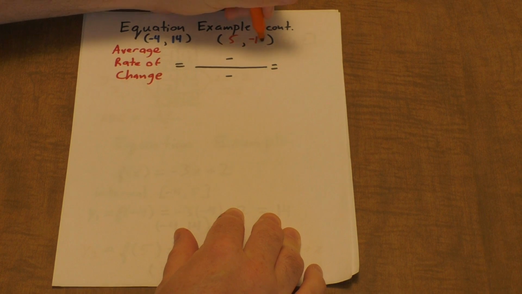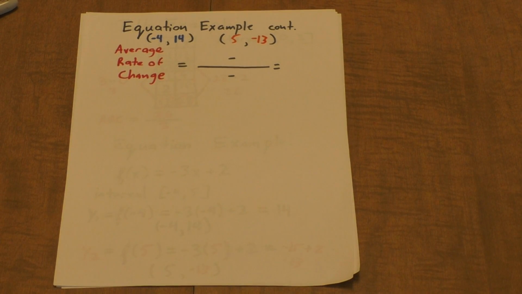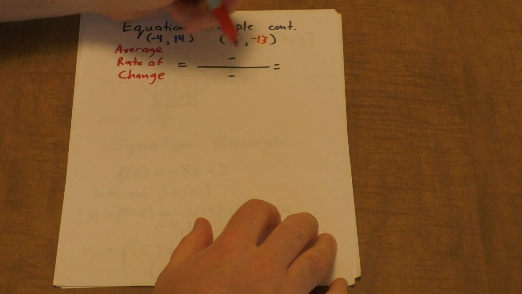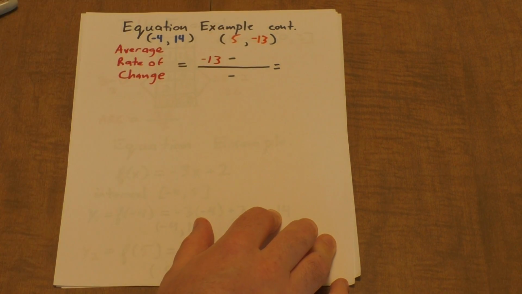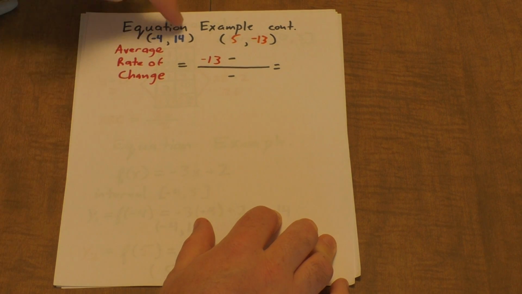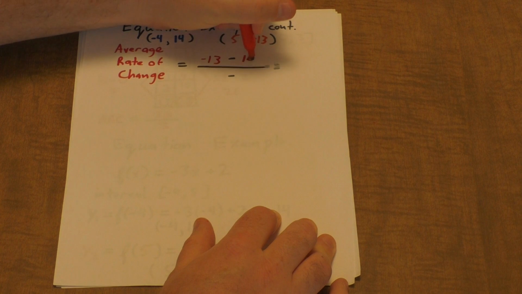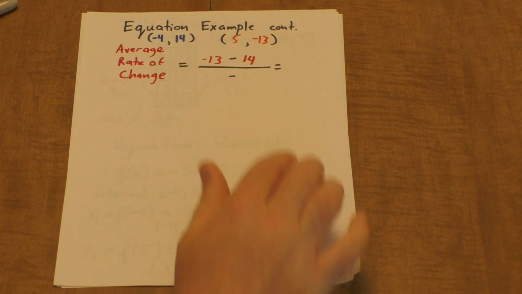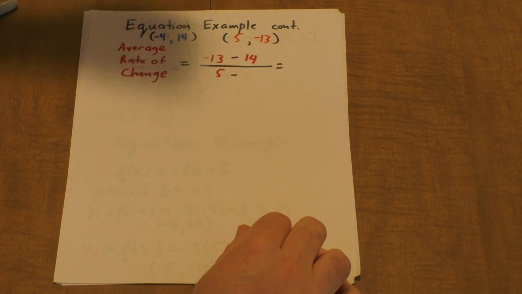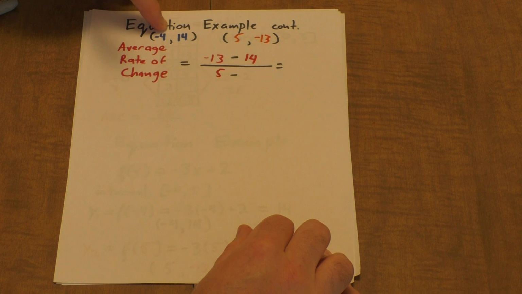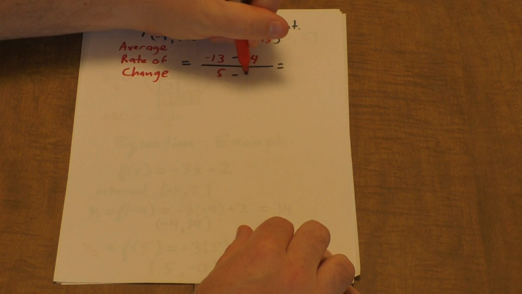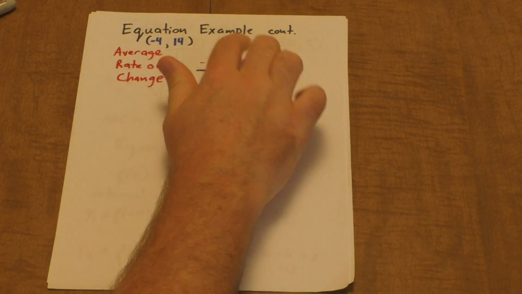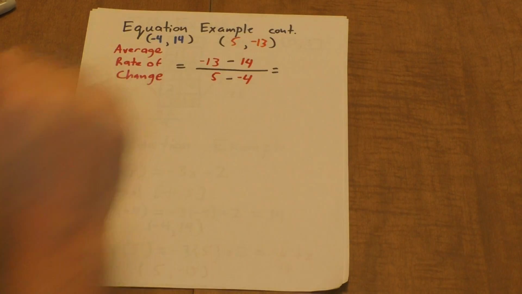Let me fix this. Okay? So let's calculate this average rate of change. So, change in y. That means I want negative 13, because that's my y sub 2, minus 14, because that's my y sub 1. My x sub 2 is 5, so I want 5 right here, minus my x sub 1, which is negative 4, okay? So my second x minus my first x is on the bottom, okay?